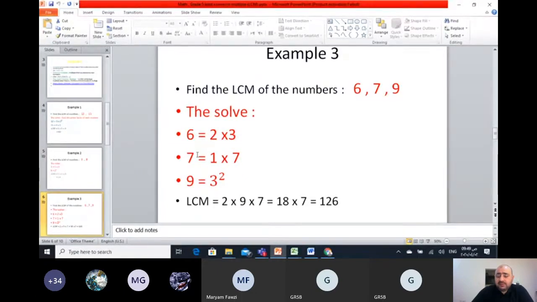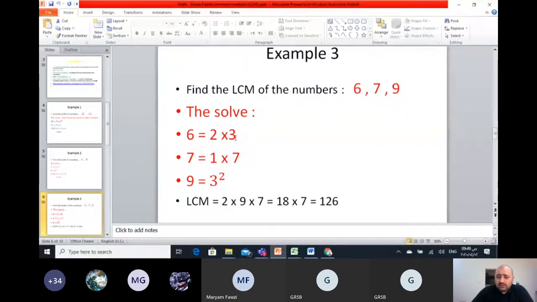Then take 7. 7 is prime, so I can write 7 equals 1 times 7. Then take 9. 9 equals 3 times 3, which means 3 exponent 2.